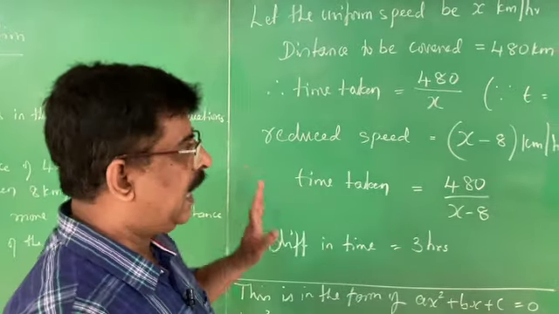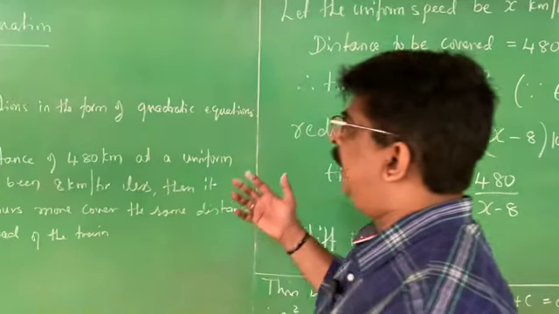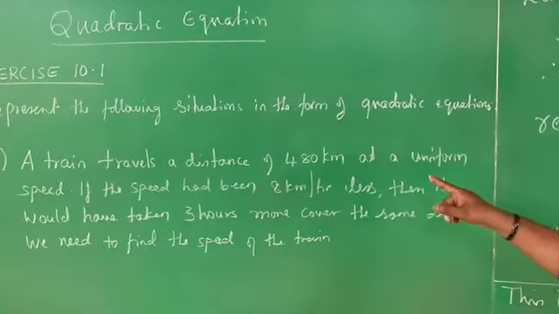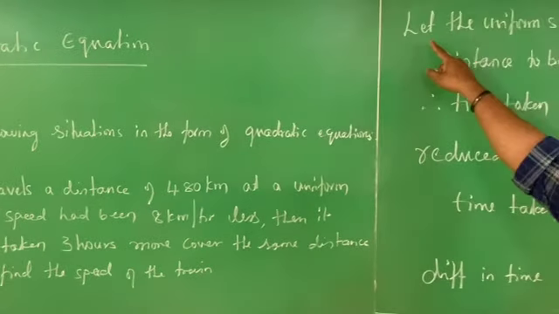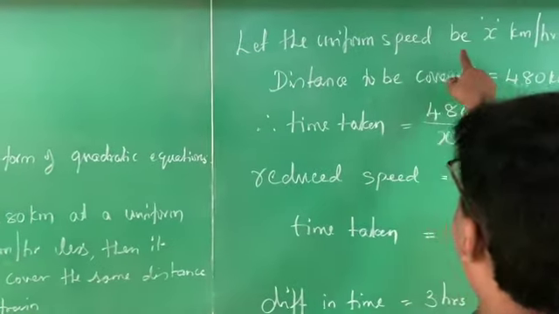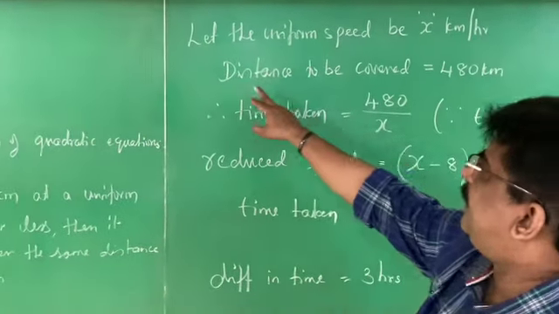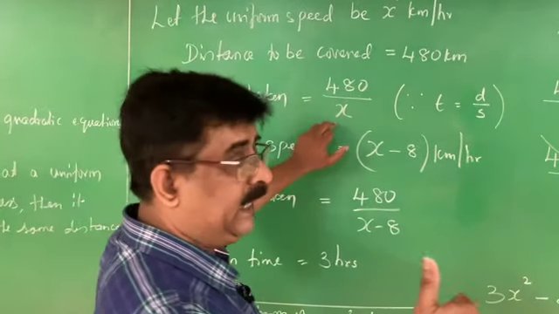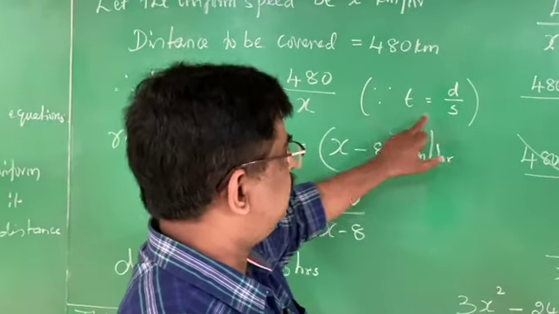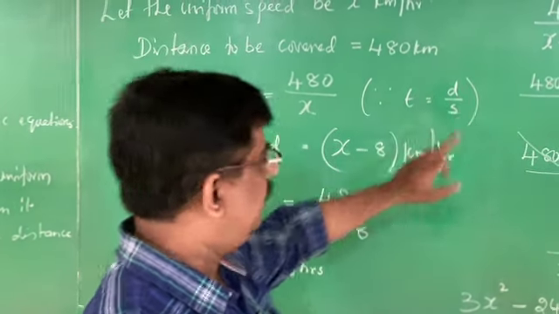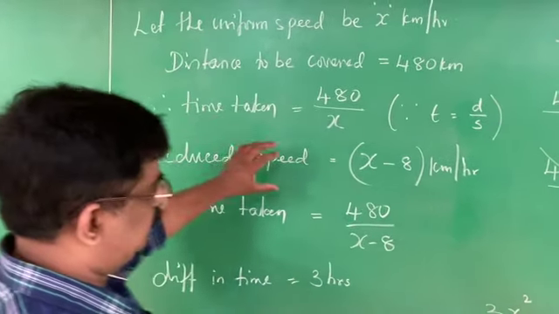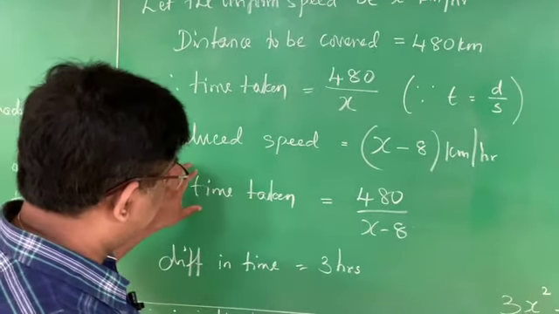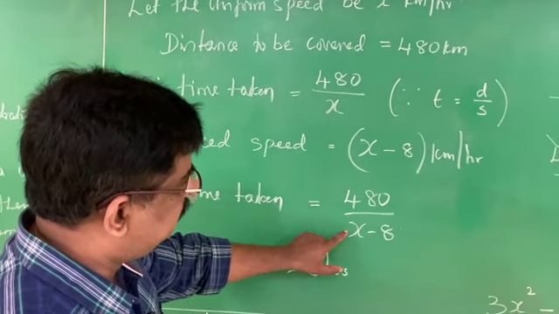Very simple it is. And the last problem of exercise 10.1 is: a train travels a distance of 480 kilometers at a uniform speed. For that purpose, let the uniform speed be x km per hour. What is the distance it has to cover? 480. Therefore, the time taken is 480 by x. Why? Because t is equal to d by s, means time taken is equal to distance by speed. Suppose the speed is reduced. The reduced speed is x minus 8 km per hour. Therefore, the second time taken is 480 by x minus 8.